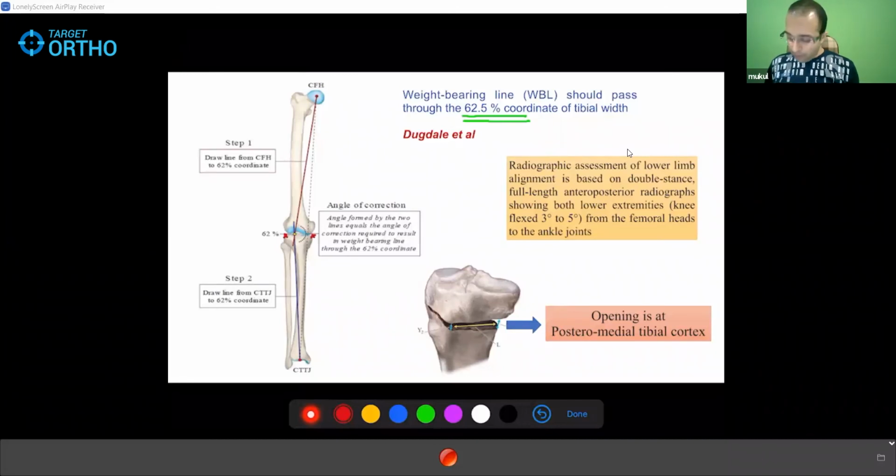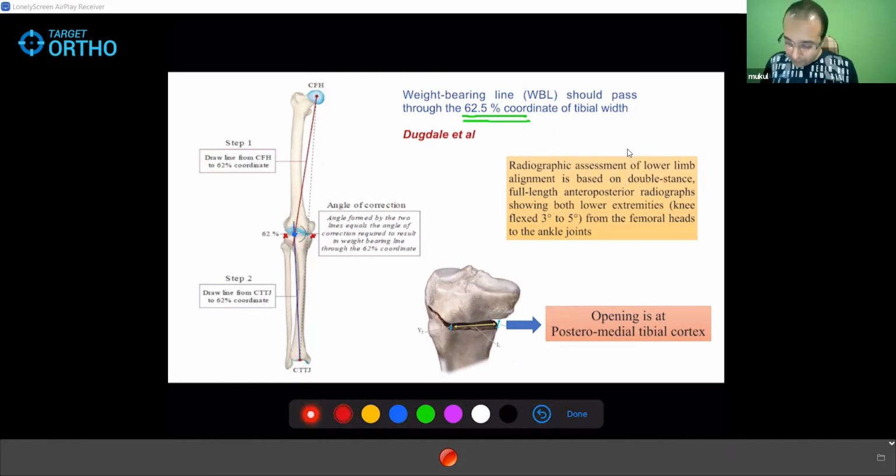Okay. Somewhere here would be the center. So you can see I'm a little lateral to the center because from here I am lateral by 62.5%. तो अगर मैं इसे 100 मान लूं तो जहां पे 62.5 आएगा मैं वहां पे एक पॉइंट मार्क करूंगा. Now I will draw a line from the center of the head to this point. I will draw a line from the center of the ankle to this point.